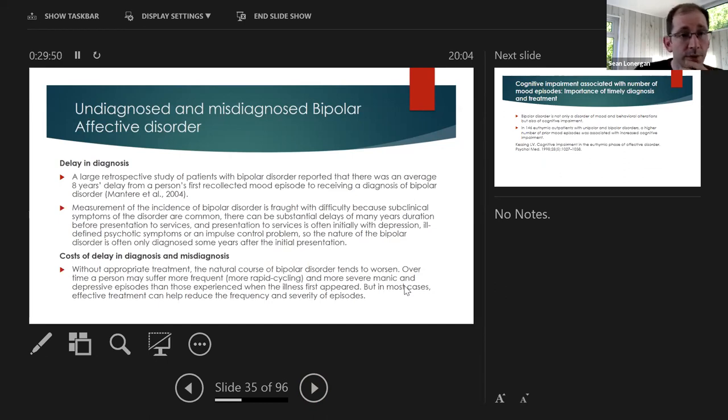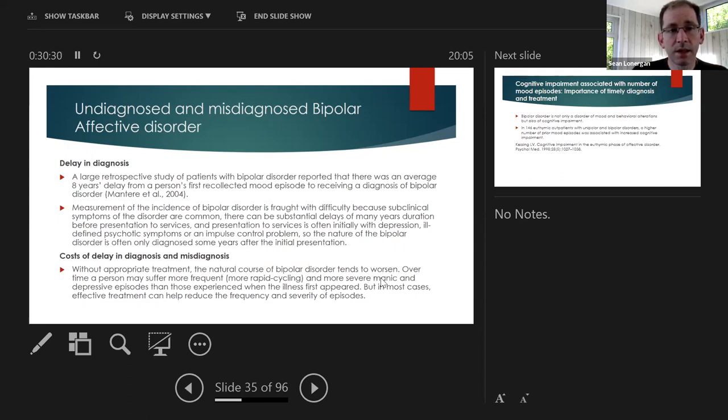Measurement of the incidence of bipolar is fraught with difficulty because subclinical symptoms of bipolar disorder are common. There can be substantial delays of many years duration before a patient presents to services, and presentation is often initially with depression, ill-defined psychotic symptoms, or an impulse control problem. So the nature of the bipolar disorder is often only diagnosed some years after the initial presentation. It's highly unlikely that a patient will walk in complaining of mania or hypomania. They will likely be perceiving that as the best version of themselves.